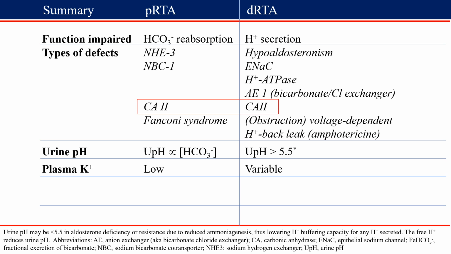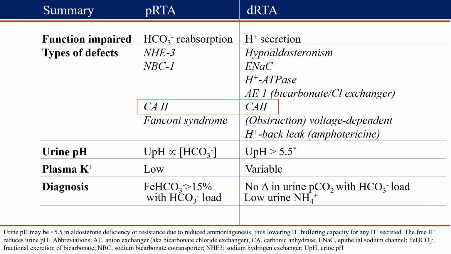Plasma potassium levels are always low in proximal RTA, whereas it can be low, normal, or high in distal RTA. Distal RTA associated with hypoaldosteronism, ENaC inhibition, or obstruction can be associated with hyperkalemia, while all other conditions associated with distal RTA may present with normal or low potassium levels.